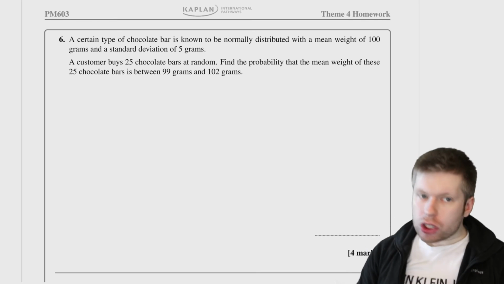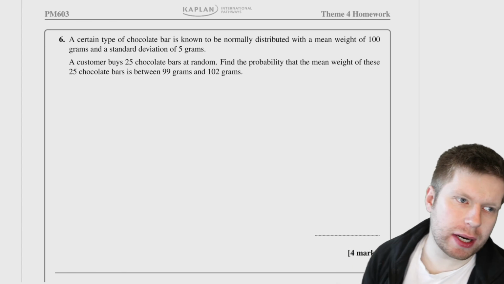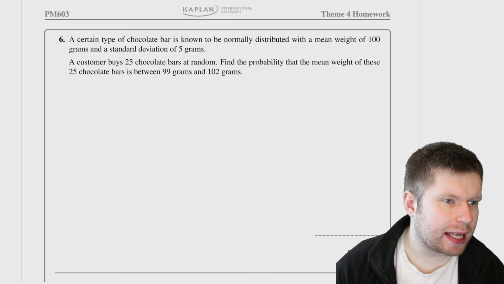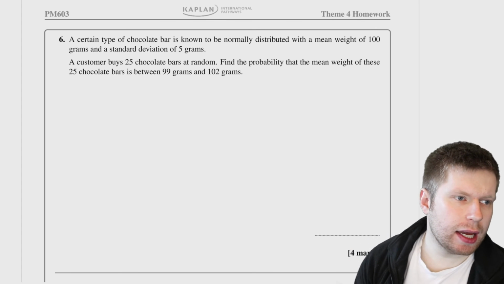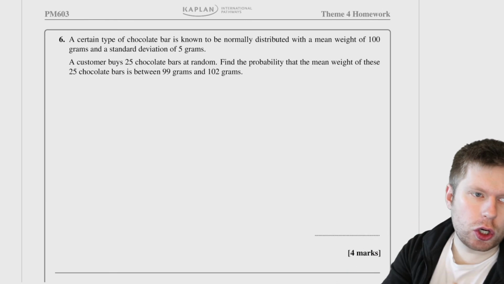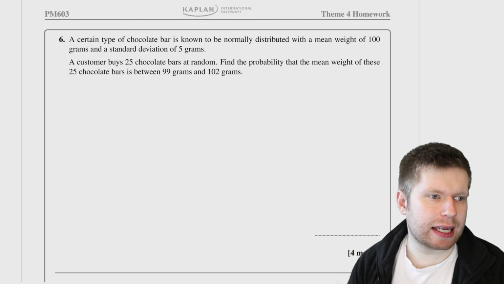Okay, so last question then. A certain type of chocolate bar is known to be normally distributed with a mean of 100 and a standard deviation of 5, okay? Sorry, mean weight. So the weight of these chocolate bars is known to be normally distributed with a mean of 100 grams and a standard deviation of 5.